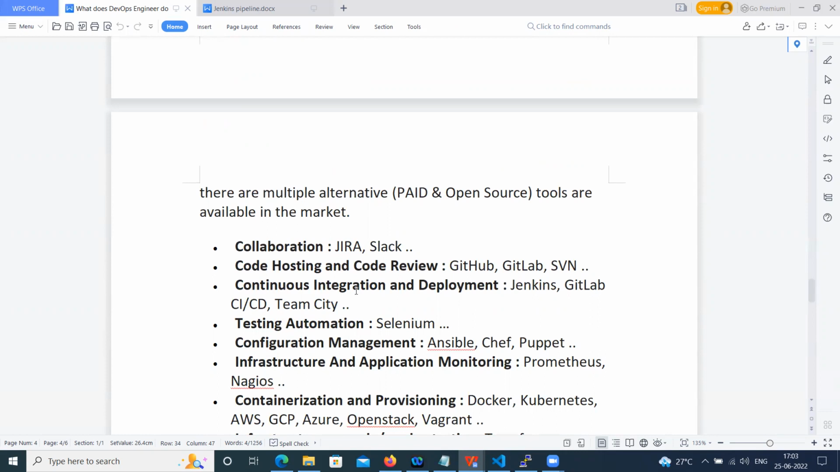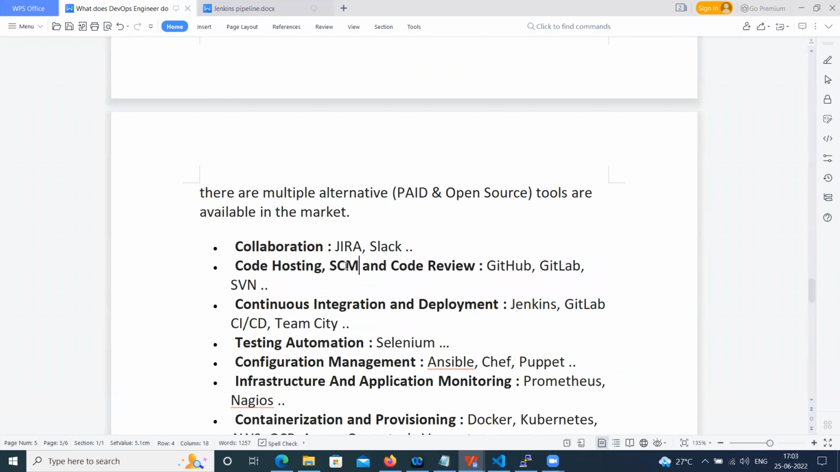So you should have knowledge or experience on the collaboration tool Jira. Then code hosting, code review or source code management, which we can also call SCM, like GitHub, GitLab, SVN. Then we have the next category, continuous integration and deployment. Which tools are used? Jenkins, GitLab CI/CD, TeamCity. Then we have Azure DevOps, then AWS CodeDeploy. These are the tools.